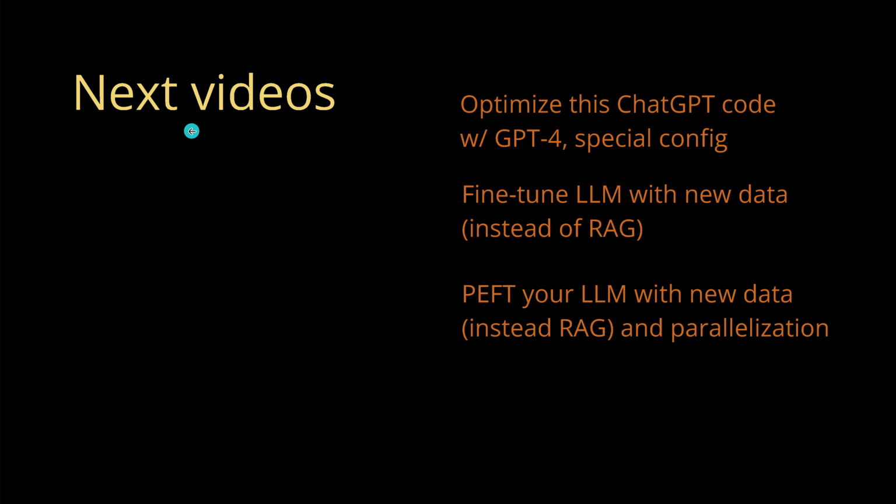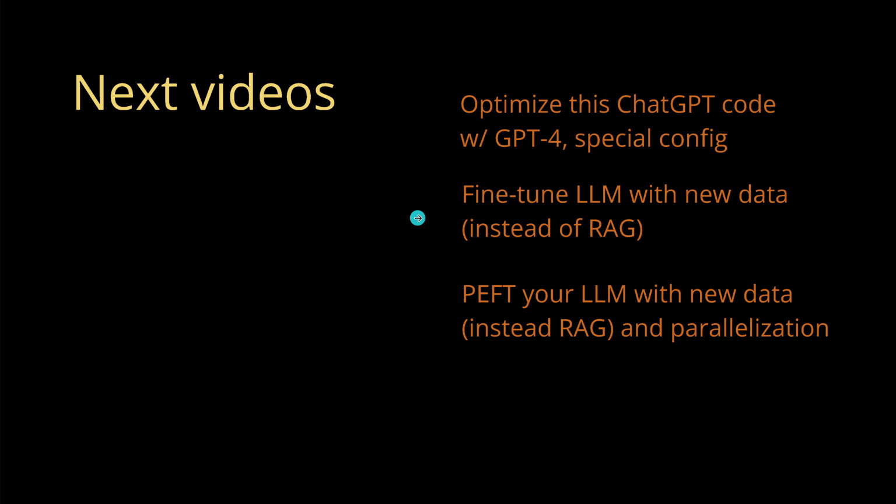Now, as an outlook to the next videos, remember that we can optimize ChatGPT code, Python code for example, with a specific configuration that we will apply here for GPT-4. GPT-4 will tell us how good our code is and how we can optimize our code. I would like to make a video about this in the upcoming videos.